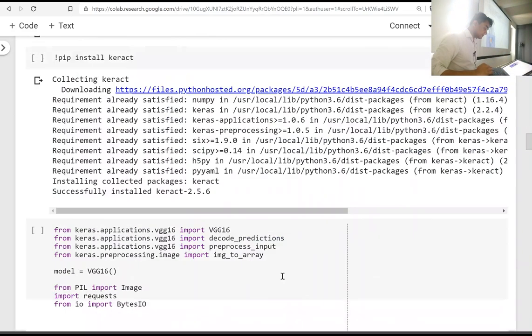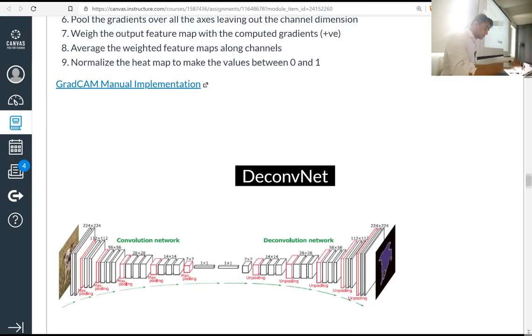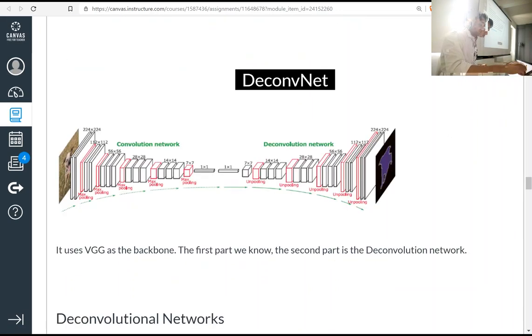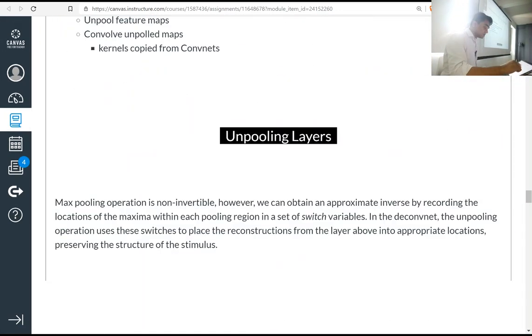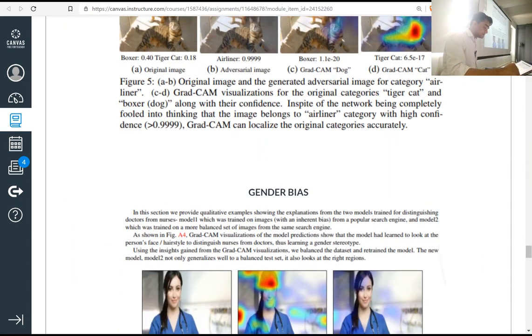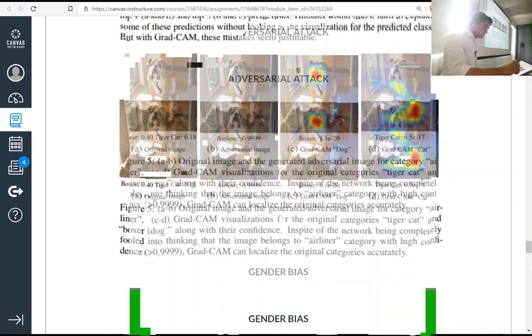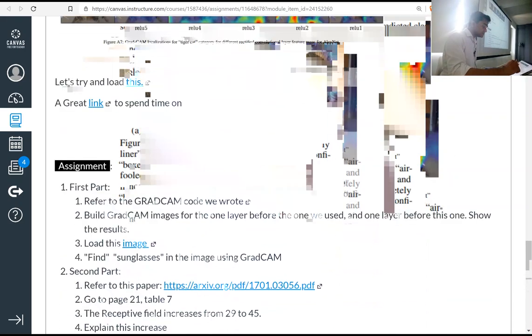Alright, so this is the GradCam algorithm. It's very easy to implement, and the next step for you is to understand DeconvNet, but I think we are short on time today, so I'll cover this part in the next session. It's a very small part anyway, so we don't have to worry about that. We are losing 15 minutes today.